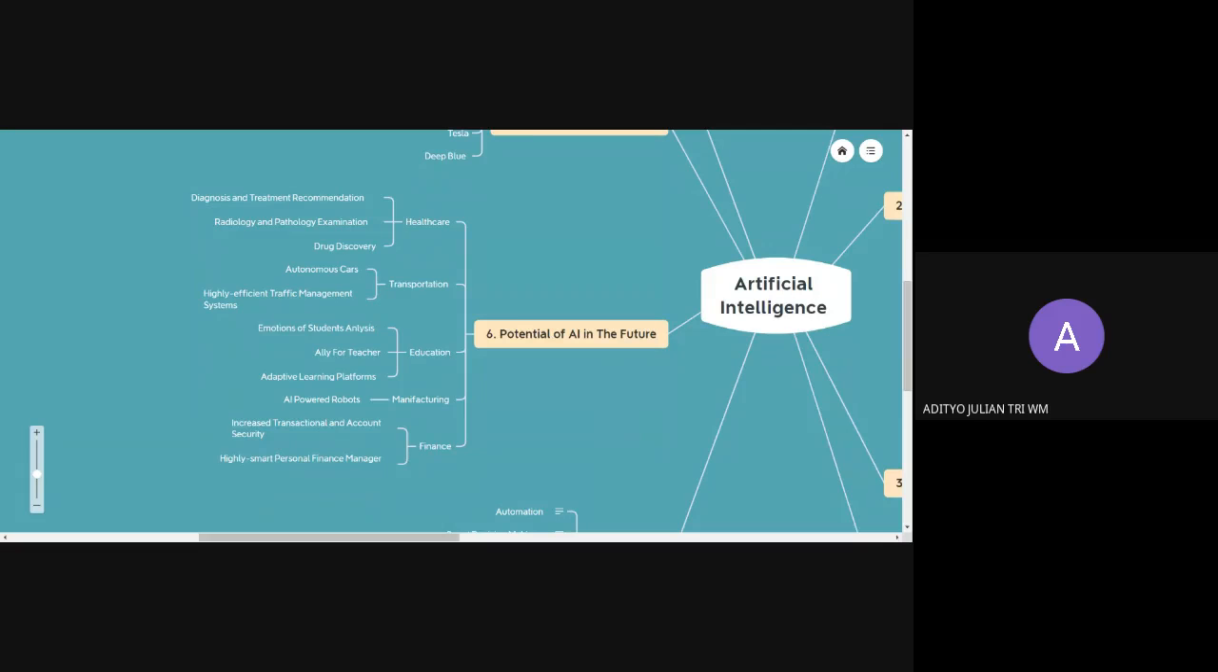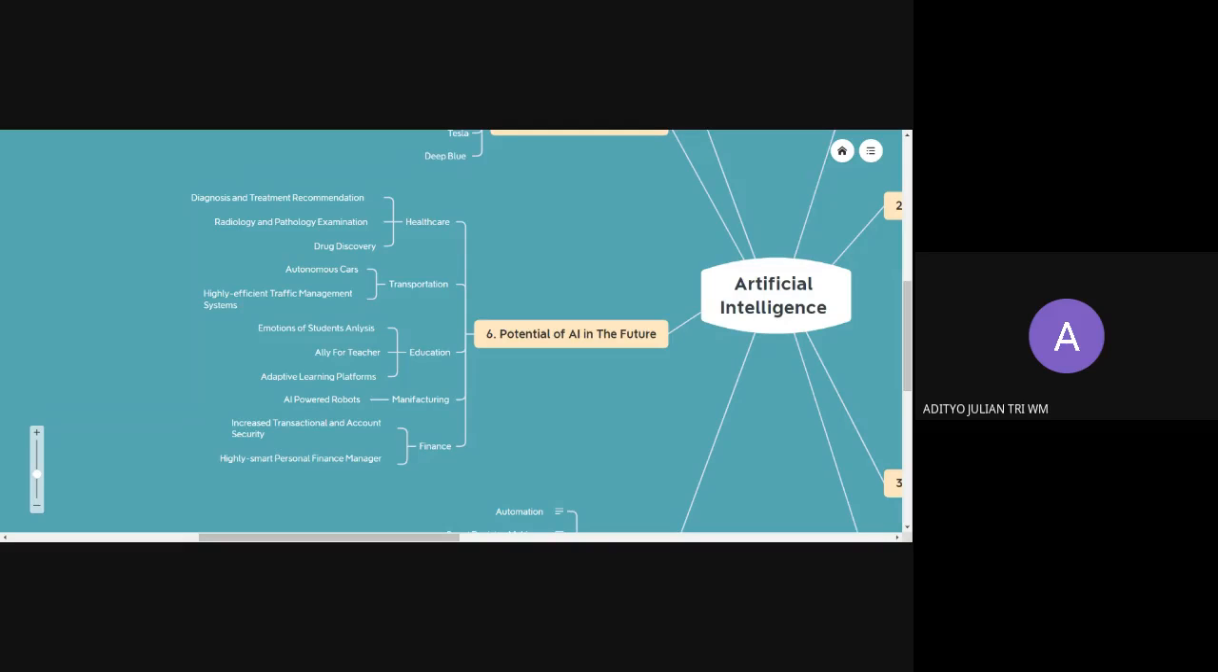And the last but not least segment is finance. It will increase transactional and account security, especially with the adoption of cryptocurrency expansion. There will be no more middlemen, so AI will be a safer way to do financial transactions.